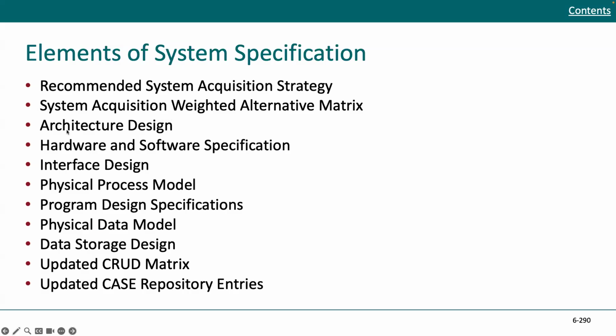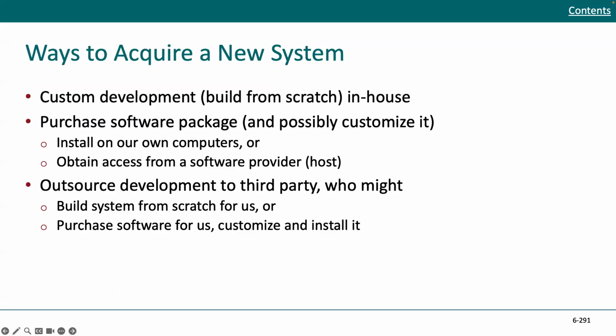There's architectural design, and we'll get a chance to be thinking about how we're going to be laying out this information system. We'll consider the hardware and software specification, what exactly needs to be put in, what are going to be the drivers. We'll consider the interfaces. That's going to be something that's important. The physical process model, the program design specification, the physical data model, the data storage design. We'll update the CRUD matrix and update the case repository entries. All of that's what's going to be part of what will be going on for this phase.